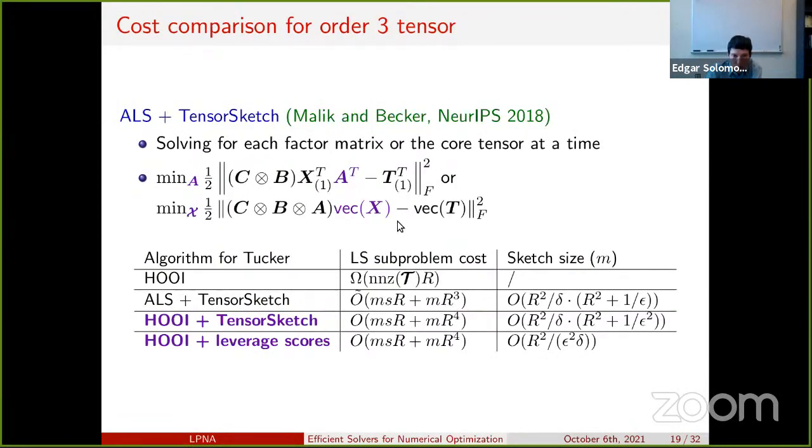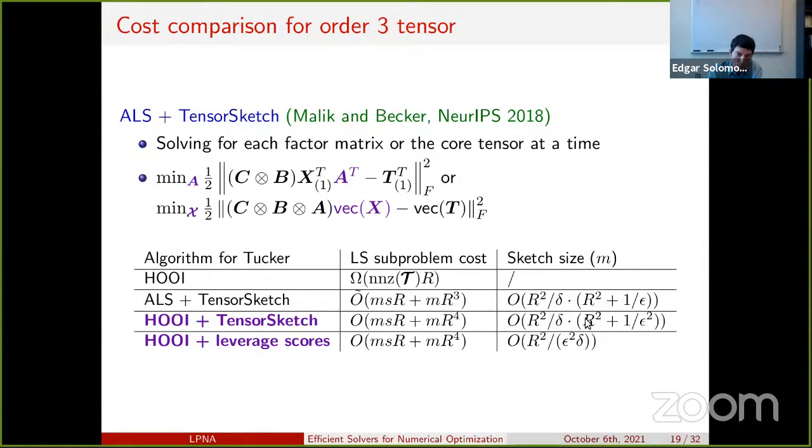So to summarize those sketch bounds, as I mentioned, the tensor sketch algorithm that was published by Malik and Becker in NeurIPS 2018 is in a sense finding the best choice of either a core tensor or one of the factors at a time and doing sketching on this linear least squares problem. While we instead consider sketching of this, in a sense, rank constrained linear least squares problem, where we first sketch, then solve, then truncate.